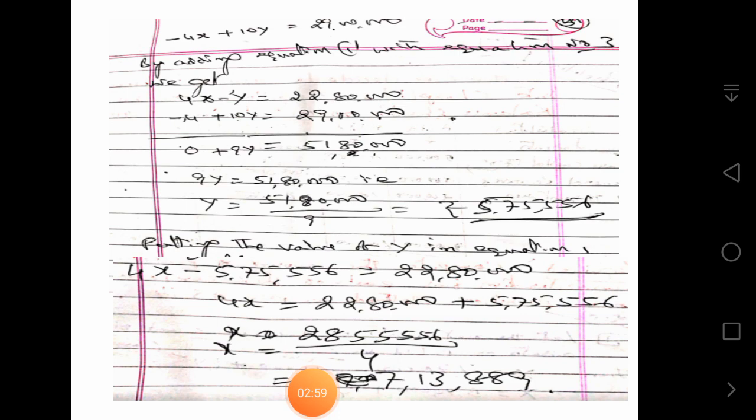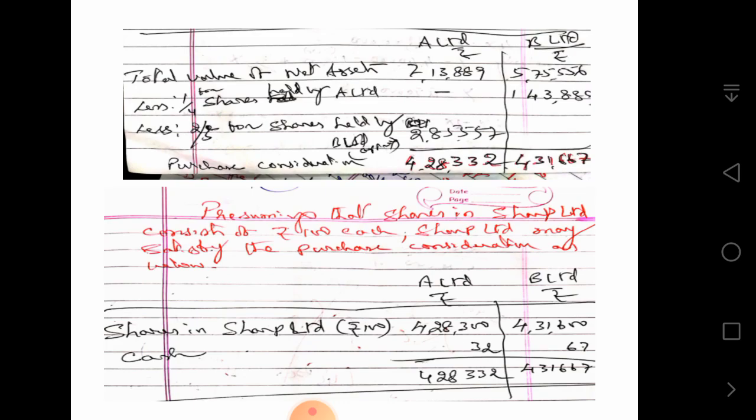So 4X minus 5 lakh 75,556 is equal to 22 lakh 80,000. So 4X is equal to 22 lakh 80,000 plus 5 lakh 75,556. It comes to 28 lakh 55,556. So X is equal to 28 lakh 55,556 divided by 4, so X is 7 lakh 13,889. So now the total value of net assets of A Limited is 7 lakh 13,889, and B Limited is 5 lakh 75,556.